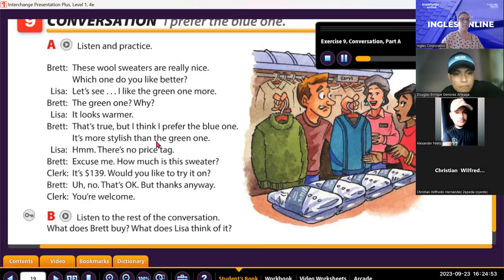I prefer the blue one. Part A, Listen and Practice. These wool sweaters are really nice. Which one do you like better? Let's see. I like the green one more. The green one? Why? It looks warmer. That's true, but I think I prefer the blue one. It's more stylish than the green one. There's no price tag. Excuse me. How much is this sweater? It's $139. Would you like to try it on? No. That's okay. But thanks anyway. You're welcome.